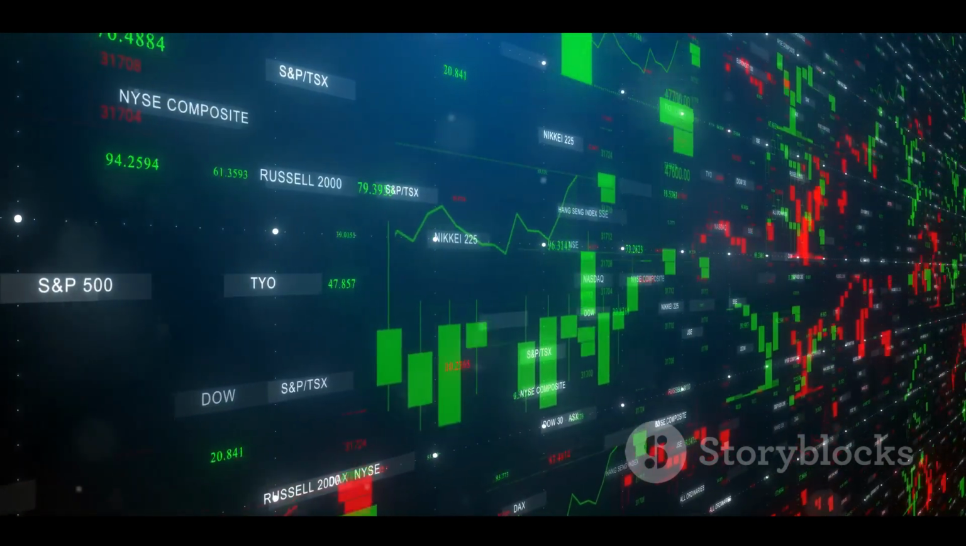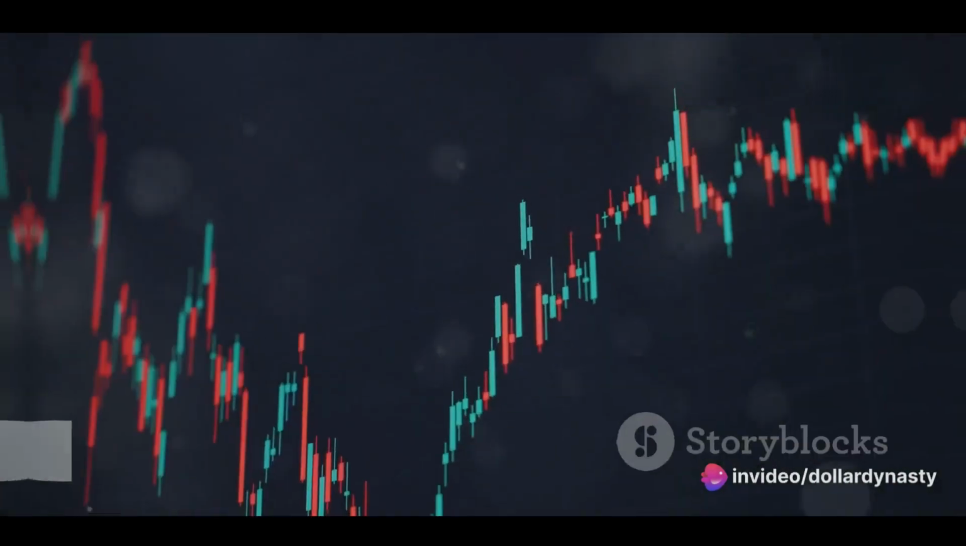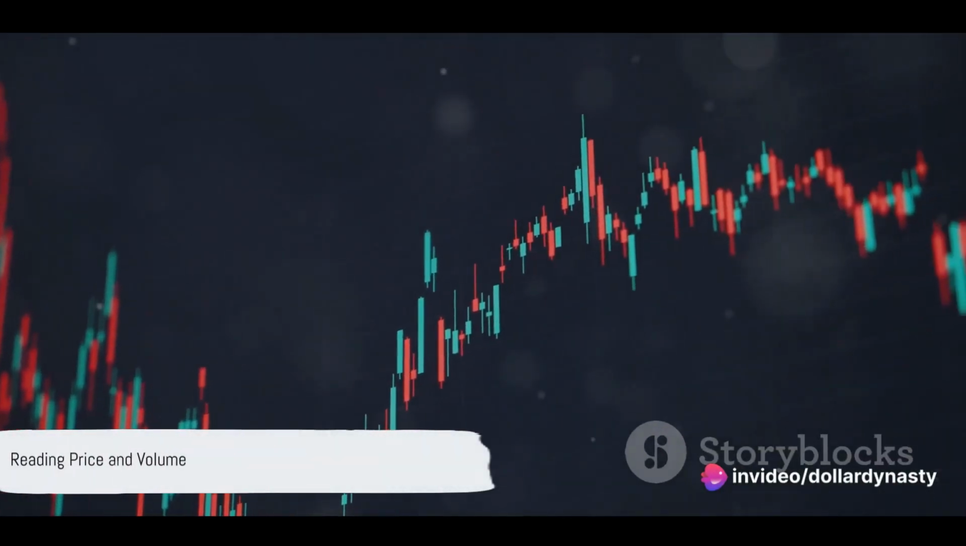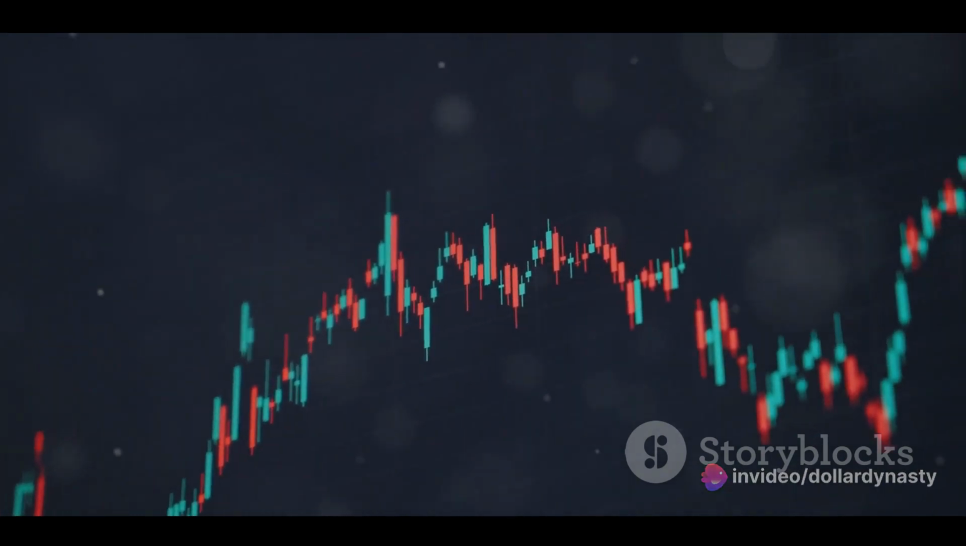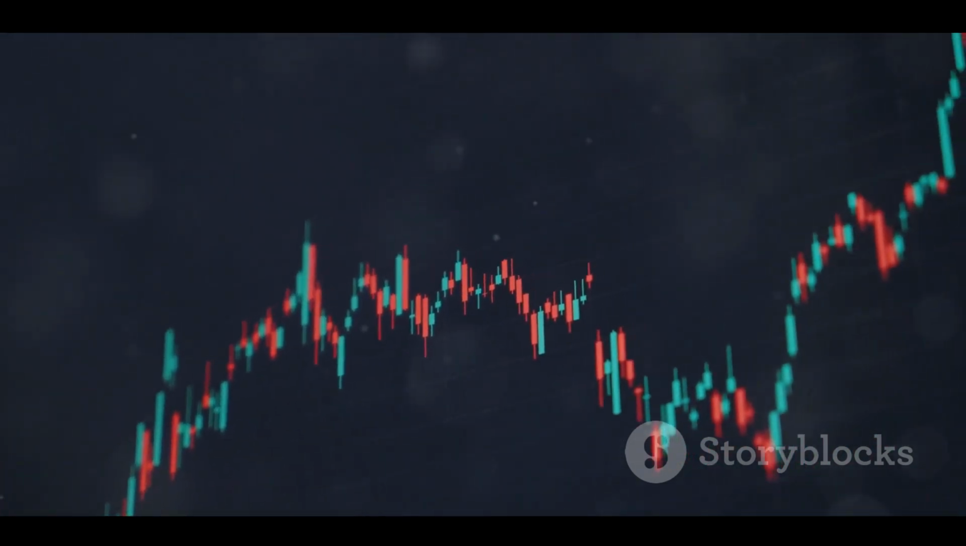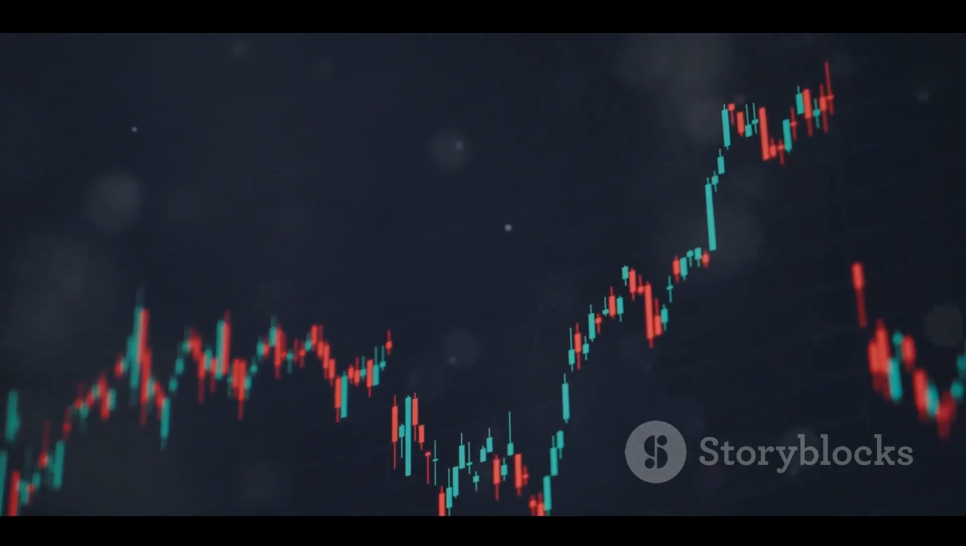Now you know the basics, but how to interpret all this data? Hold on, we're getting there. Price and volume, the two key indicators that can tell you a lot about a stock. Let's start with price. This is the most basic piece of information you can glean from a stock chart. It tells you how much people are willing to pay for a share of the company right now.